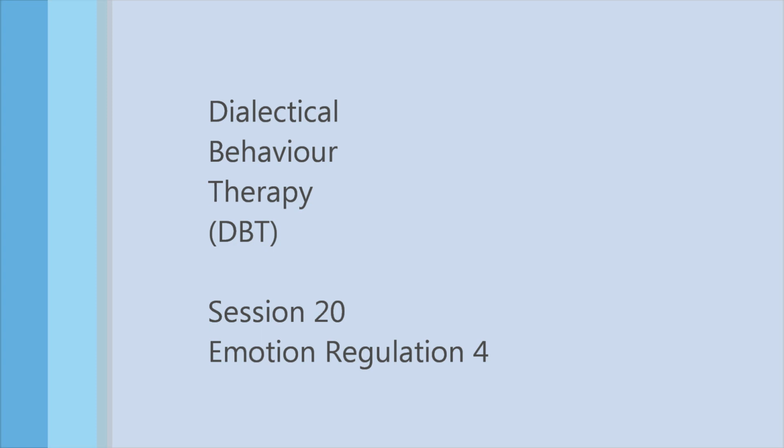DBT, Emotion Regulation 4. In this module, we're focusing on 3 ways to change unwanted emotions: checking the facts, opposite action, and problem solving. Today we'll look at opposite action. Like all of the techniques we've been learning about, it takes a lot of practice to be able to use it skillfully. As we've mentioned in the past few sessions, every emotion has an action urge. It makes you want to do something.